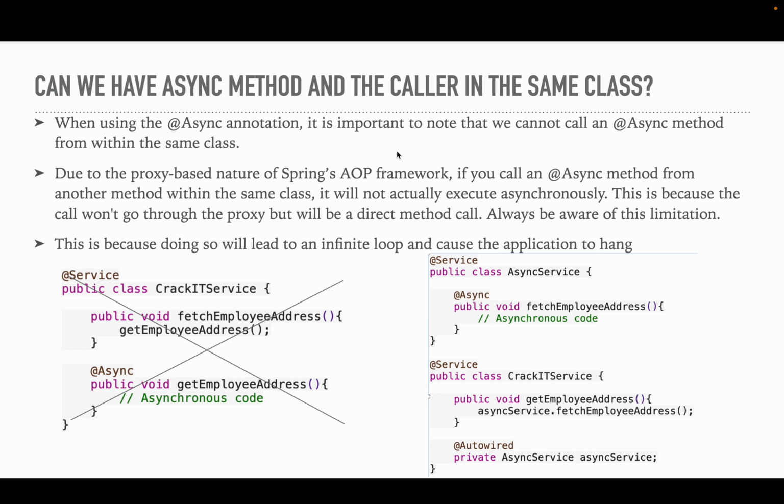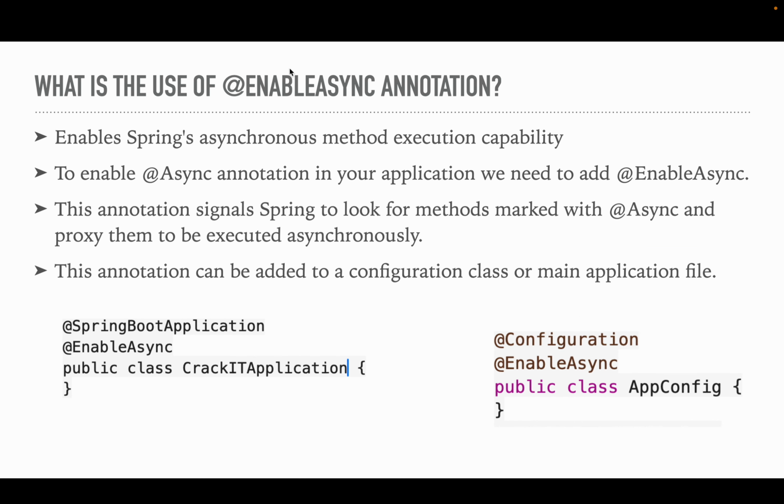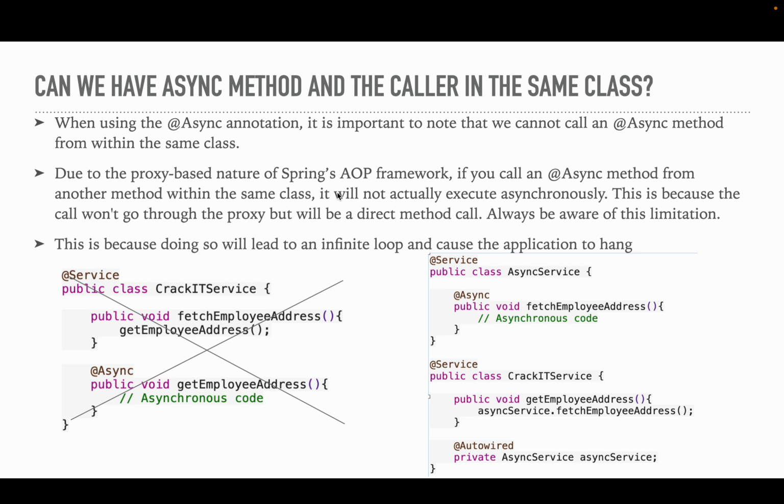Why? Because as I told earlier, the @EnableAsync annotation will create a proxy. Due to this proxy-based nature of Spring's AOP framework, if the async method resides in the same class, it will not actually execute asynchronously. This call will not go through the proxy. Instead it will consider this as a direct method call. So we want this specific async method to be a proxy method too. We need this to execute asynchronously.